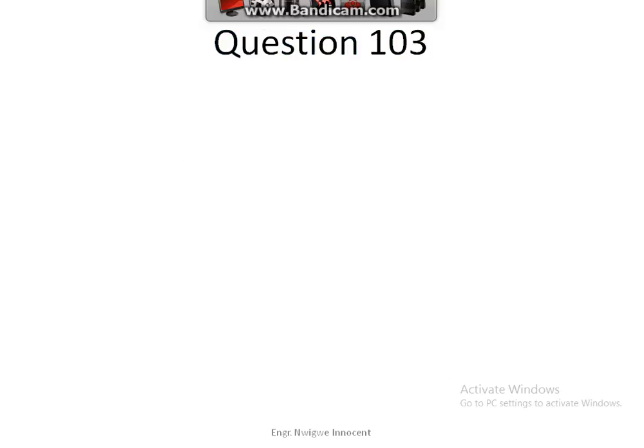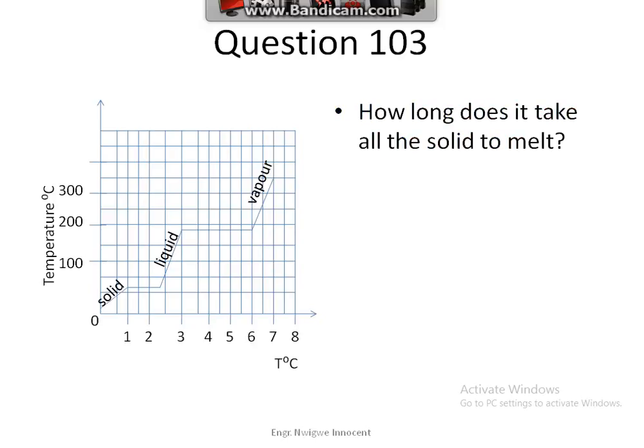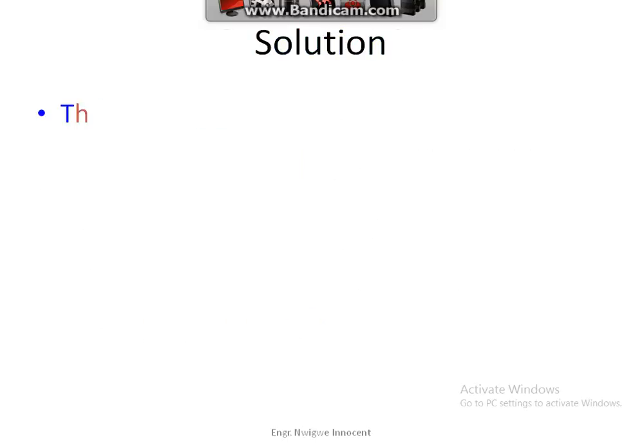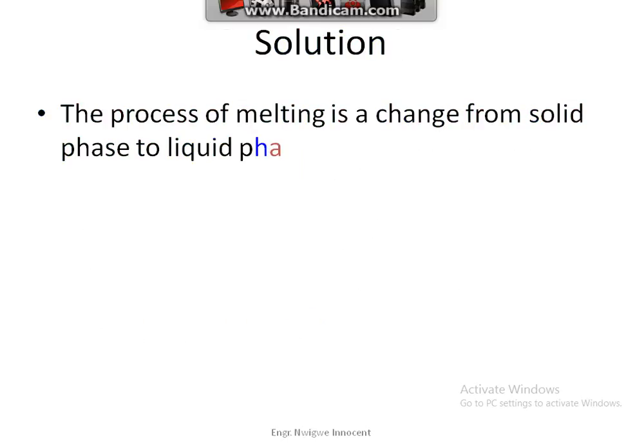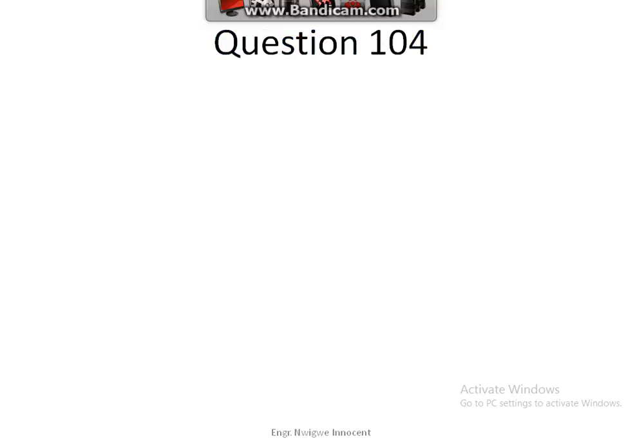Question 103. How long does it take all the solid to melt? A. 6.0 minutes, B. 3.0 minutes, C. 2.5 minutes, D. 1.0 minute. The process of melting is a change from solid phase to liquid phase. From the graph, the solid changed to liquid phase after 2.5 minutes. Therefore, the answer is C.